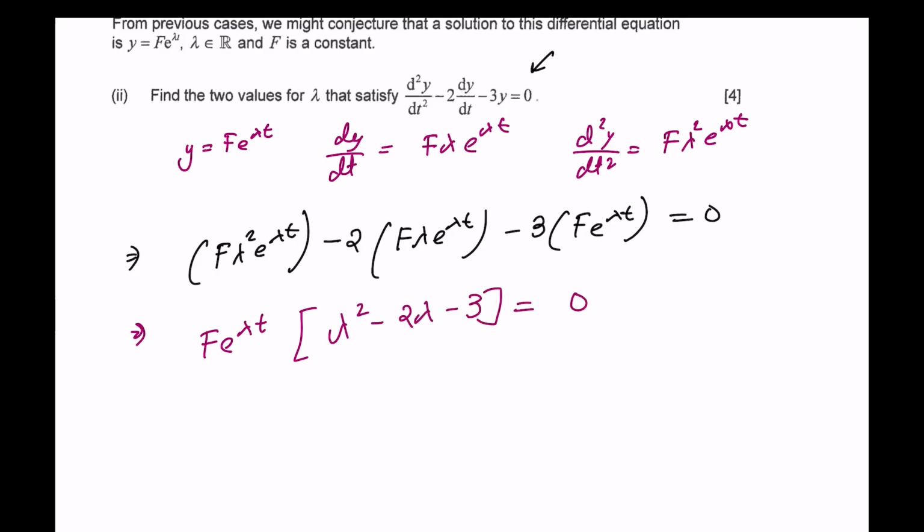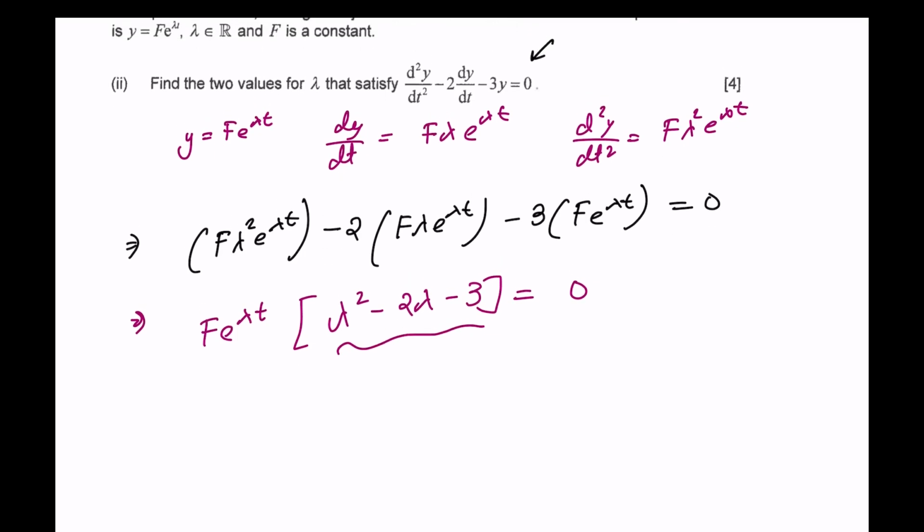Now f e to the power of lambda t: f is a constant, so f cannot be equal to 0. E to the power of lambda t will only be 0 when lambda becomes minus infinity, basically. So obviously we have to ignore this, and we have to work on this equation to get the values of lambda which satisfy it. So lambda squared minus 2 lambda minus 3 equals 0.